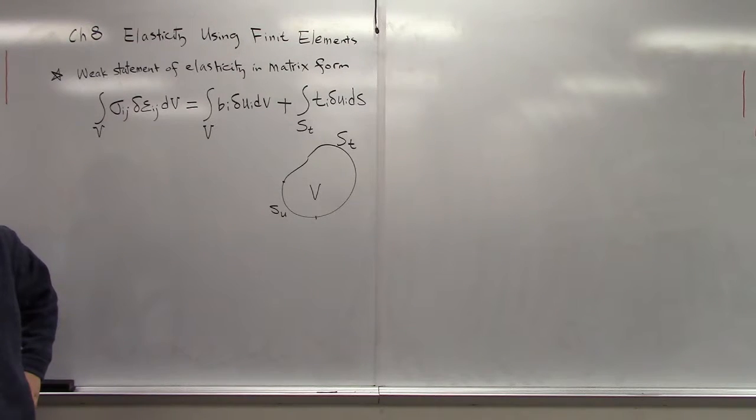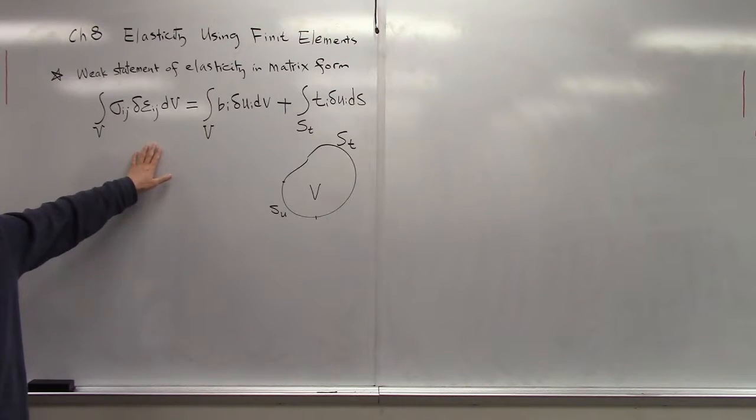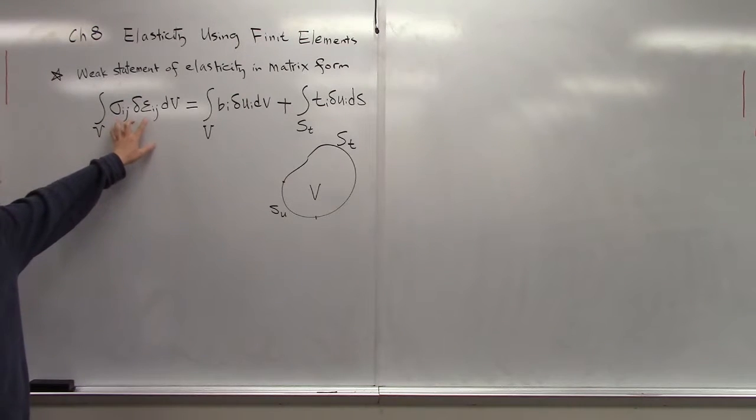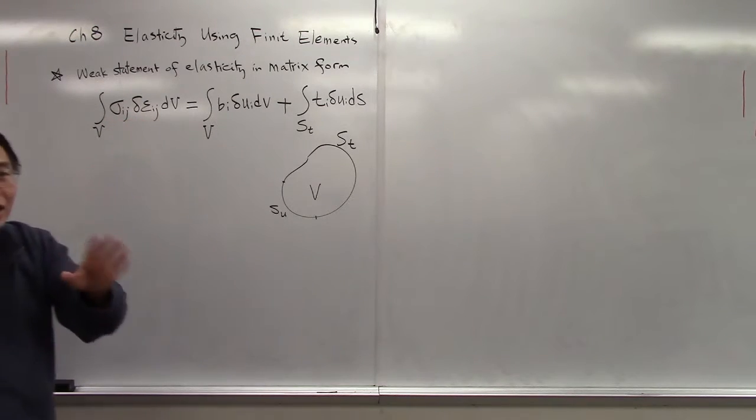Is it 1 or 6 or 9 or 3? Just one. Just 1, correct. Why is it 1? Because everything is summed together. There is no free index.